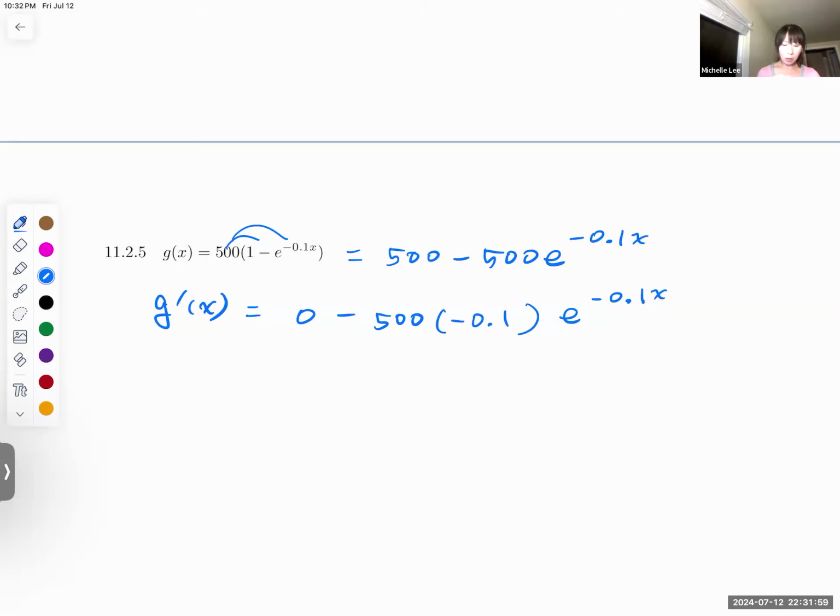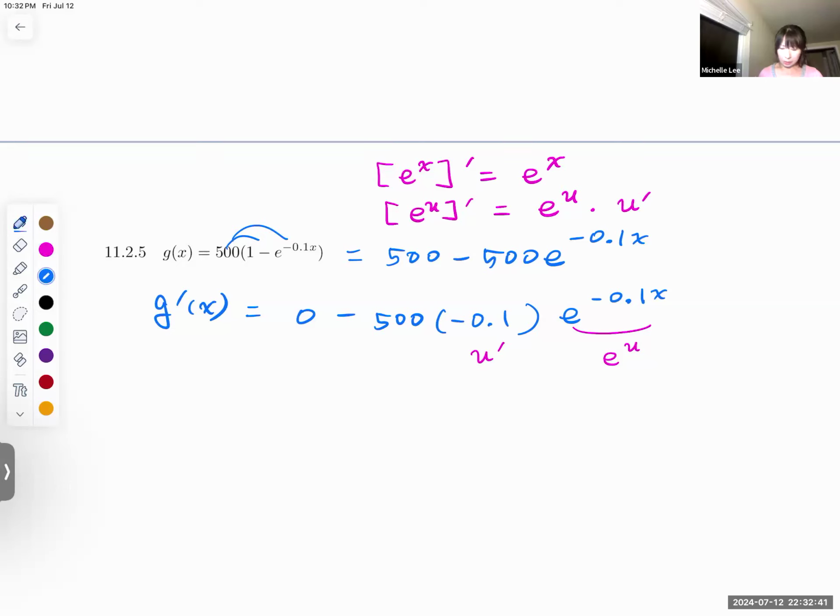We keep the same. Okay, let me explain in a better way. The derivative of e to the x is e to the x. So we have e to the u, then we have e to the u times u prime. This is e to the u, and u is this one, so this is u prime. Make sense to you? Okay, I think I did this one really quickly.